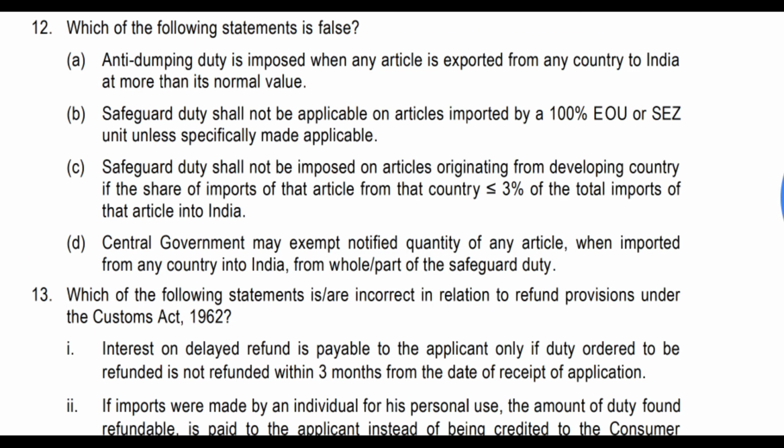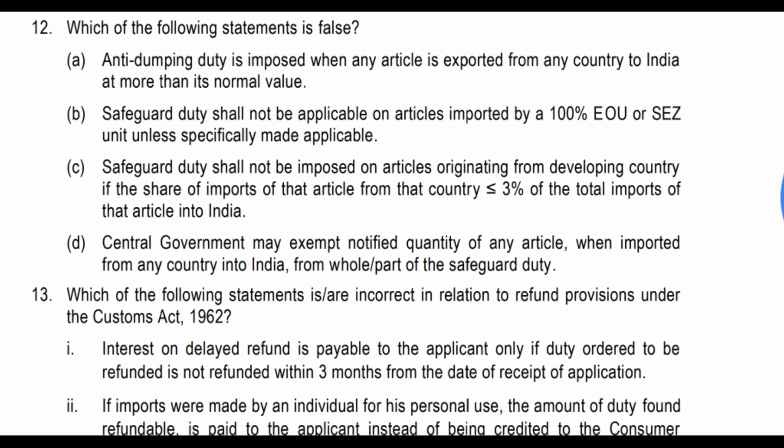Which of the following statements is false? So whenever we see any question where they ask which one is the negative one, we need to read all the lines. First, anti-dumping duty is imposed when the article is exported from any country to India at more than its normal value. So this is incorrect, because anti-dumping duty is imposed when an article is exported from a country to India at less than its normal value. The first is the incorrect answer. So the right answer of the 12th question is A, because this statement is wrong.